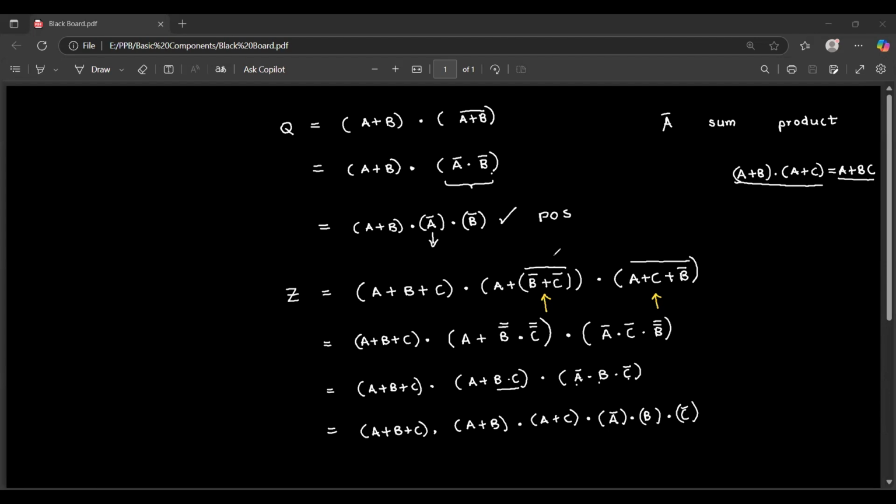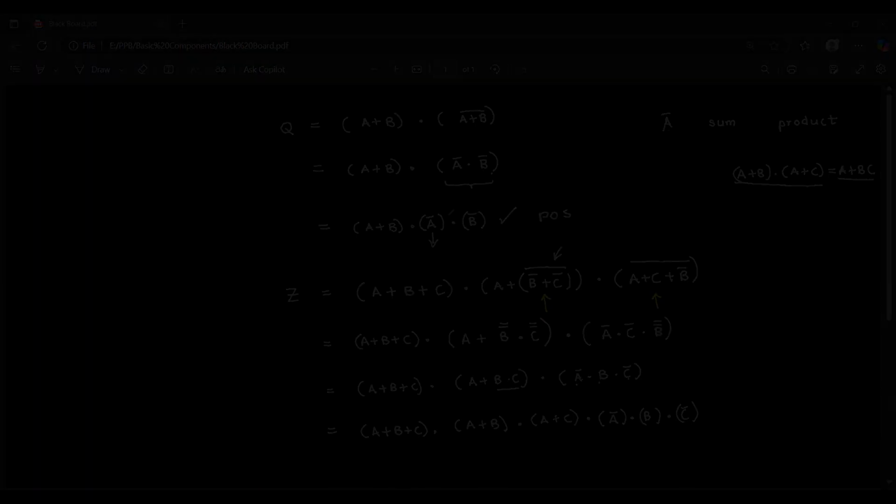If you have the bar symbol, or the negation or the not symbol, whatever you want to call it, over more than one single term, you have to break it down. That's all you have to do.